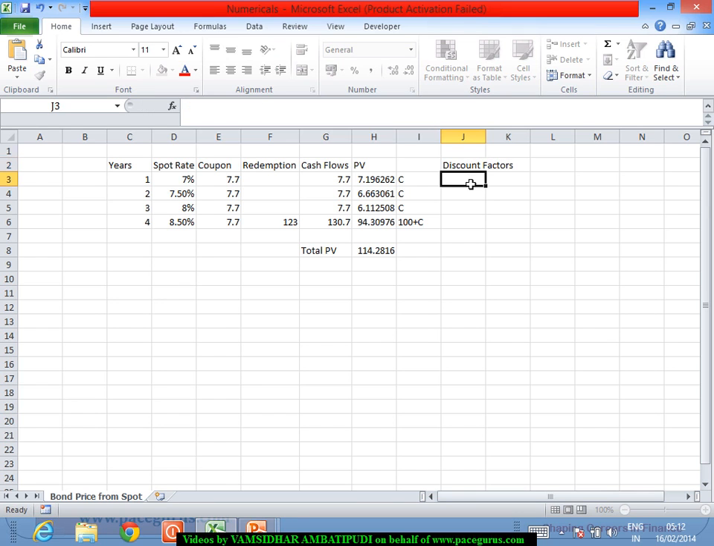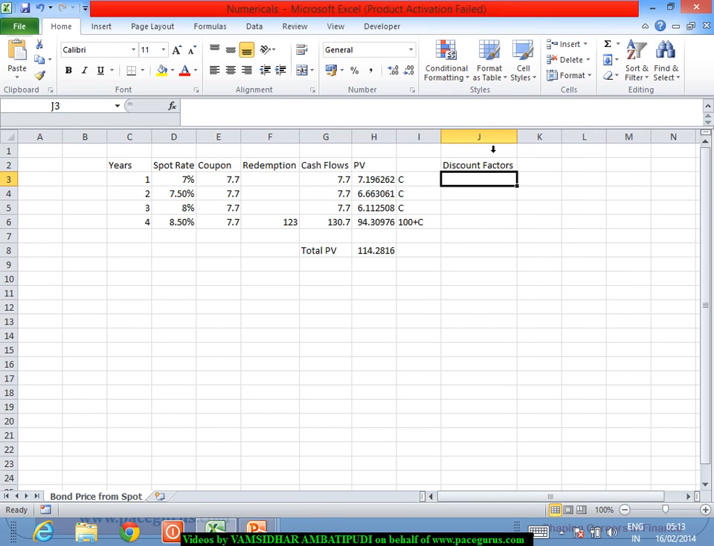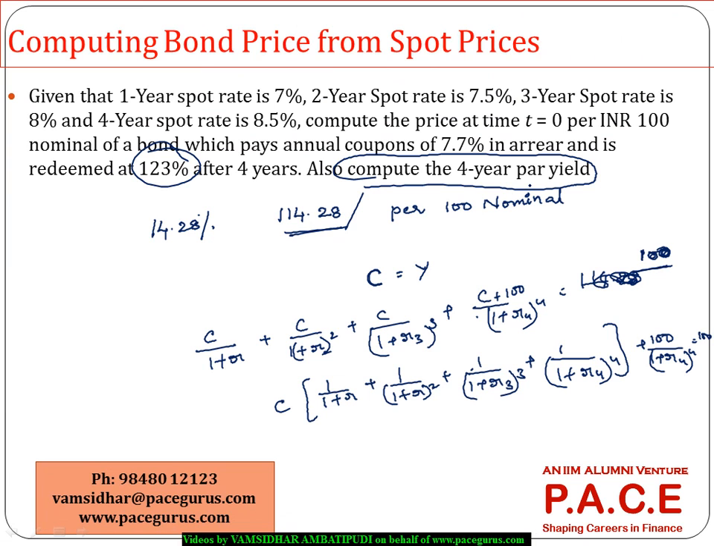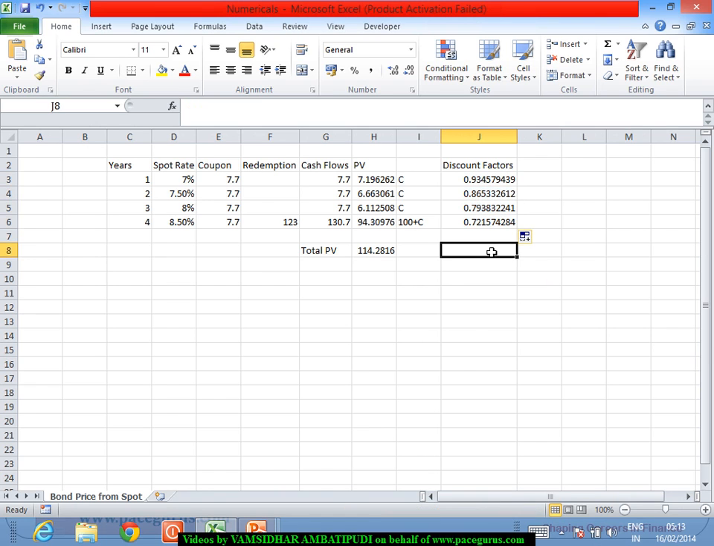Discount factor is 1 by 1 plus r, to the power of the year. Directly when I do this, this is the discount factor. So for 4 years, these are the discounting factors. The summation of those 4 is the multiplier for C.